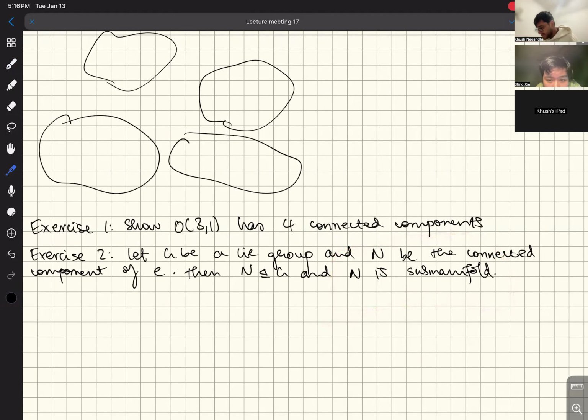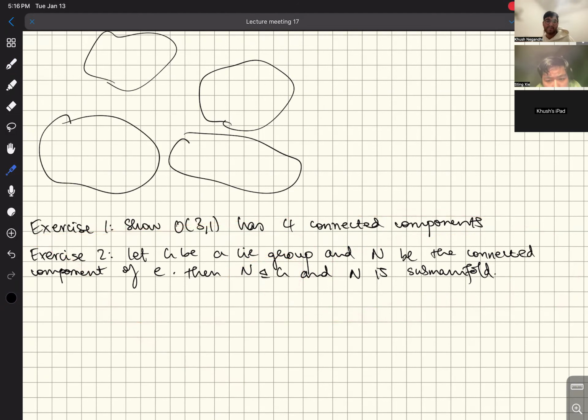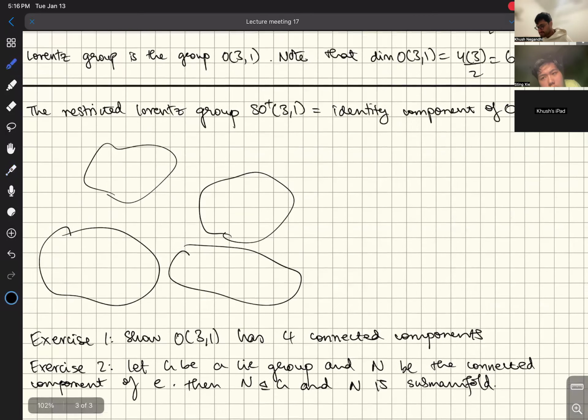Showing that it's normal is a little harder, but it's not. Just let me know if you need a hint for this one at least. I've done this problem, so I know if it's hard or not. It's not hard if you remember the definition of normal. So I recommend you recall the definition of normal.